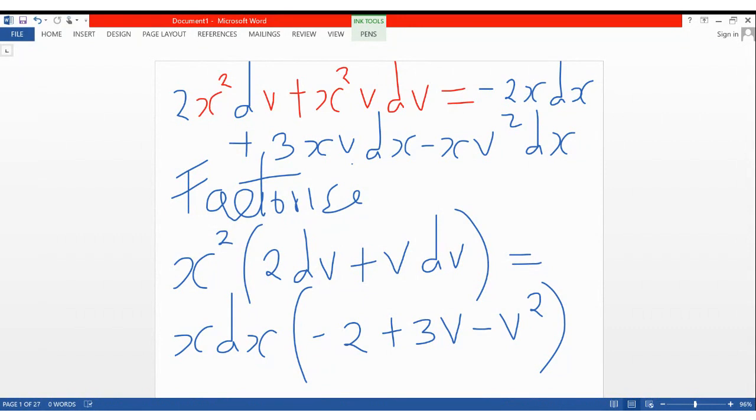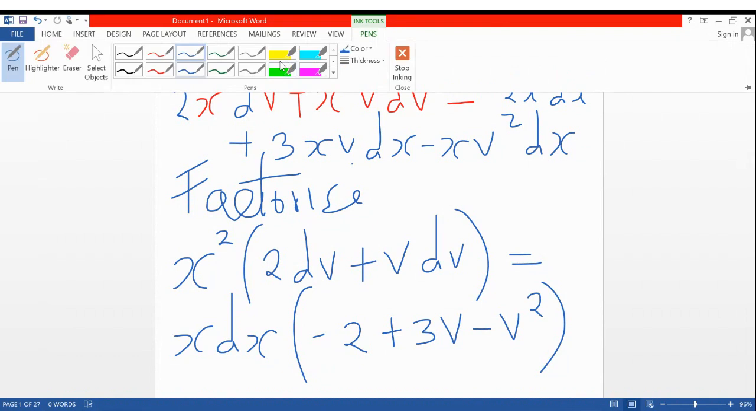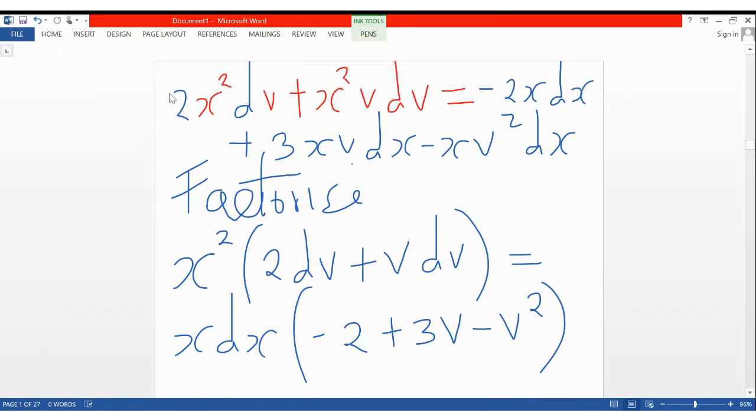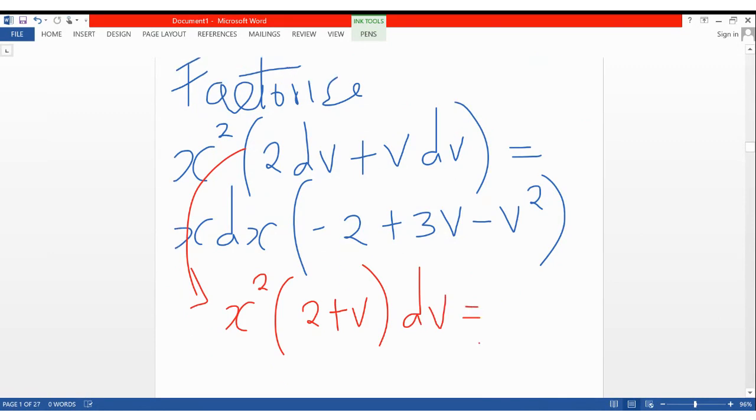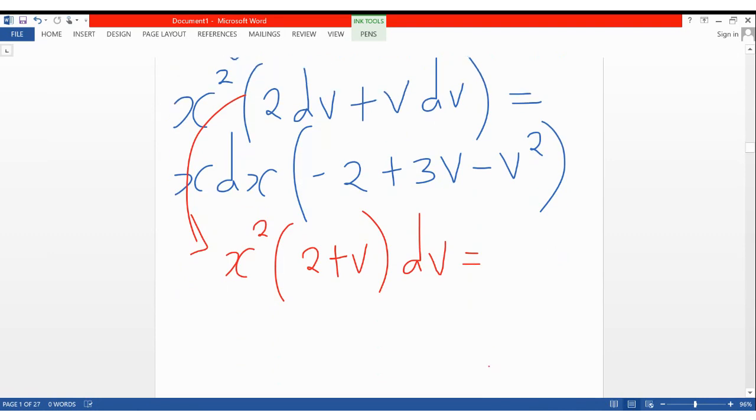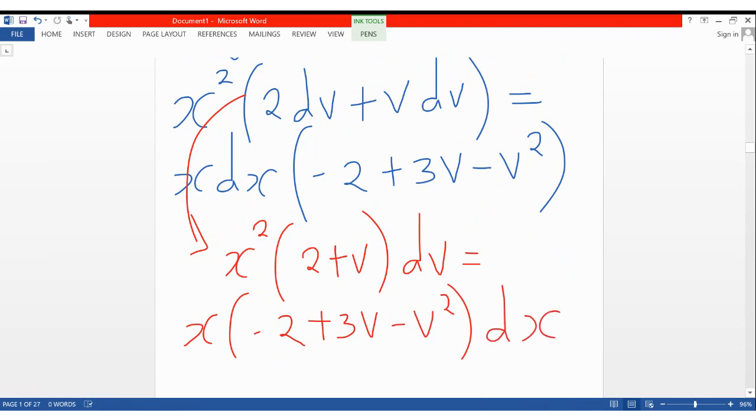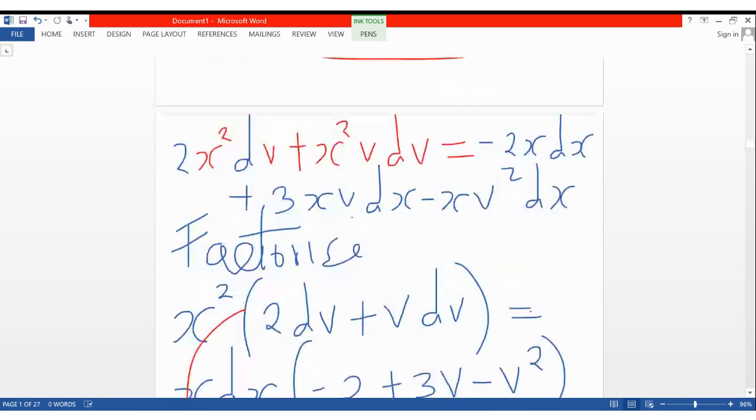Now I can simplify this one. I've done a hard example. So I can have something like this, x squared times 2 plus v. Then I'll remain here with the dv, because dv is still common, is equal to x times negative 2 plus 3v minus v squared, then dx. Like that. Did I make a mistake? I don't think so.